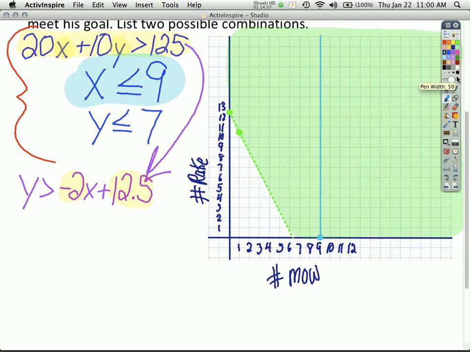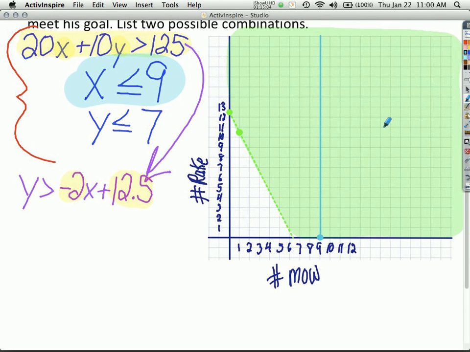x is less than 9? I've never seen that before. Which way do you think we shade? Here's the boundary line. Do we shade on this side of it or do we shade on this side of it? What would make sense? Some light bulbs went off for some people. What would make sense? Milan?